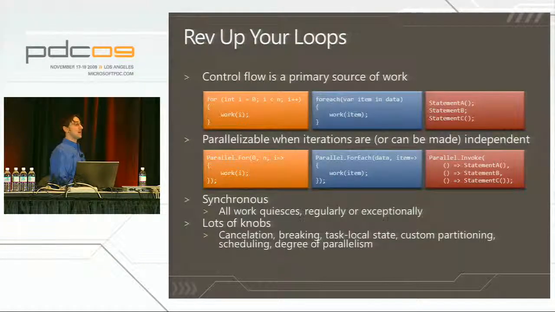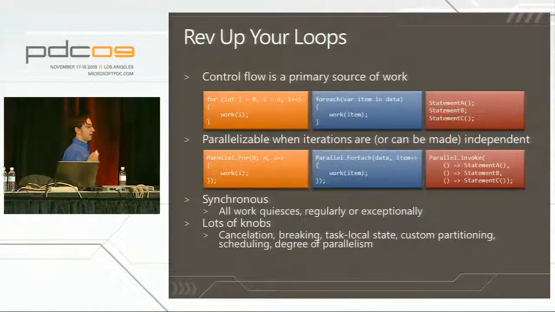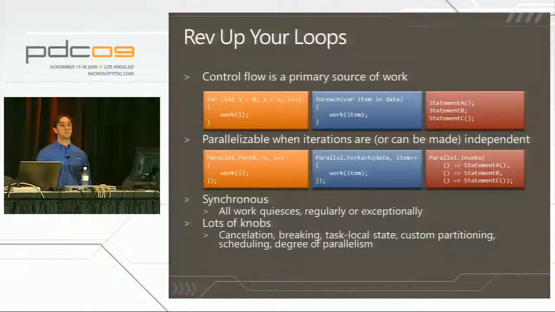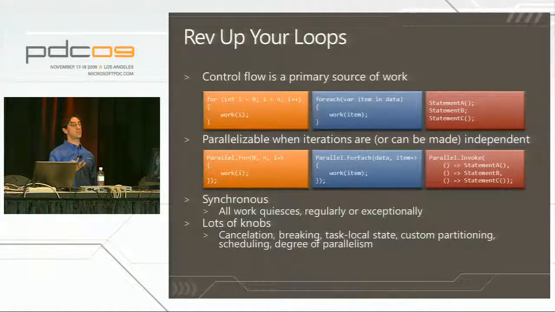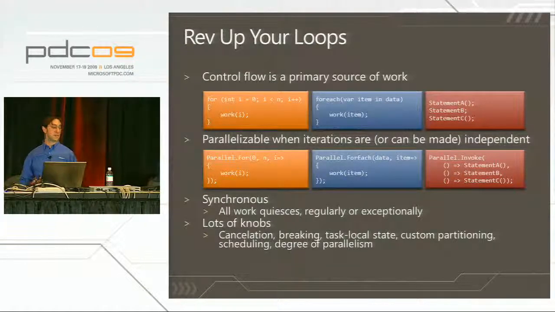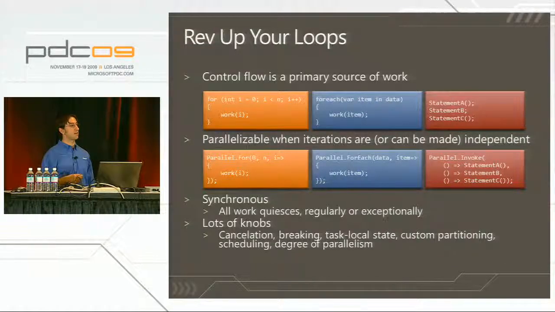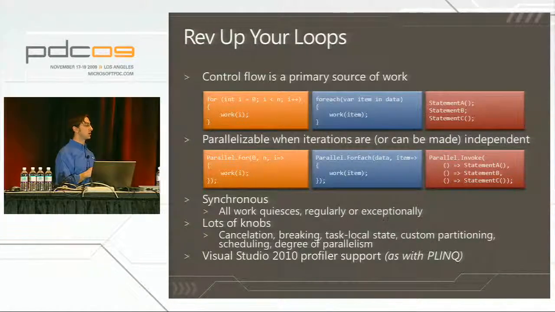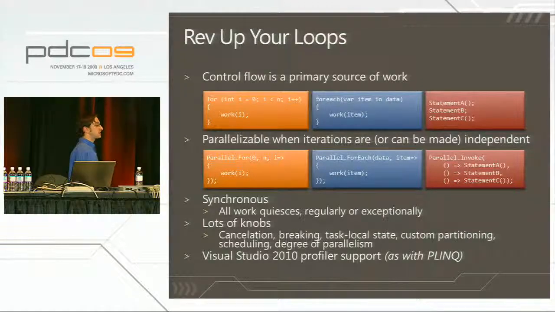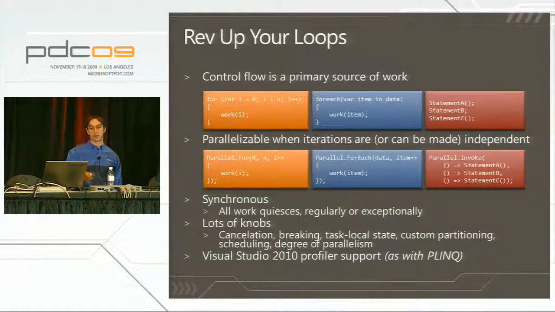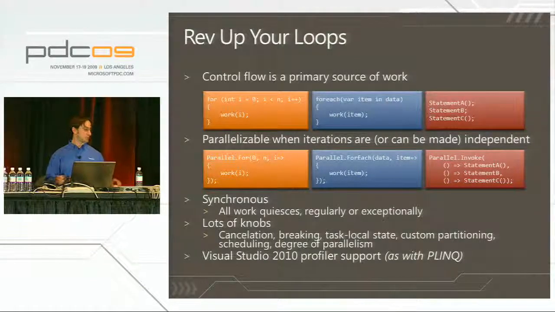There are a whole lot of knobs on these loops, which you can explore: being able to cancel them, control degree of parallelism, specify your own custom partitioning if the partitioning we have out of the box isn't good enough for you, do your own scheduling, use task local state. There's a whole lot of stuff. On top of that, there's also support, which I'll show, built into the Visual Studio 2010 profiler, where you can actually see where your loops were running. So let's actually take a look at that.